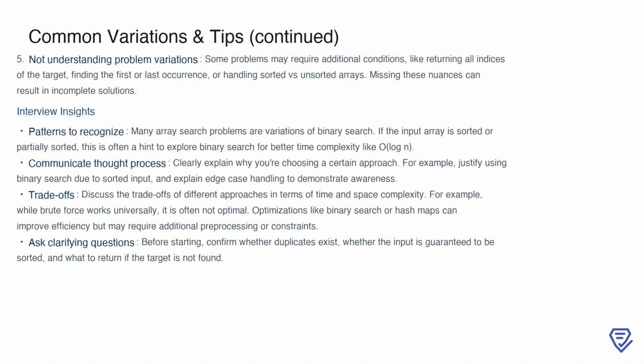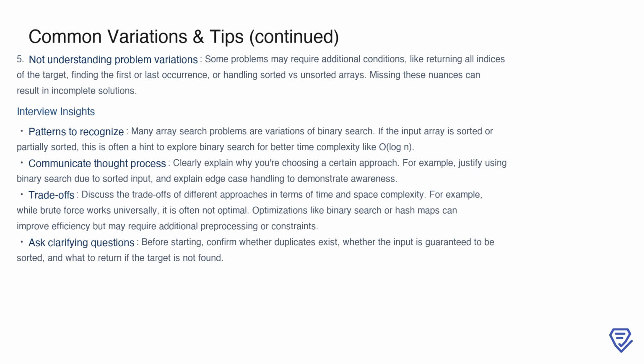Another common challenge is understanding problem variations. Binary search problems often come with additional requirements, such as finding all occurrences of a target, identifying only the first or last occurrence, or even working with unsorted arrays where some pre-processing might be needed. Neglecting these nuances can lead to incomplete or incorrect solutions.